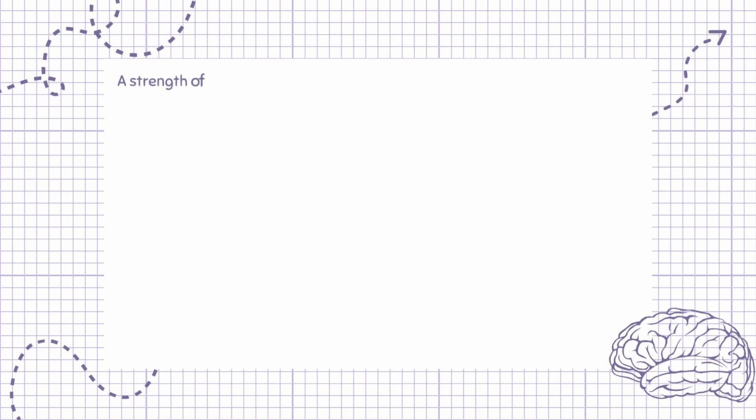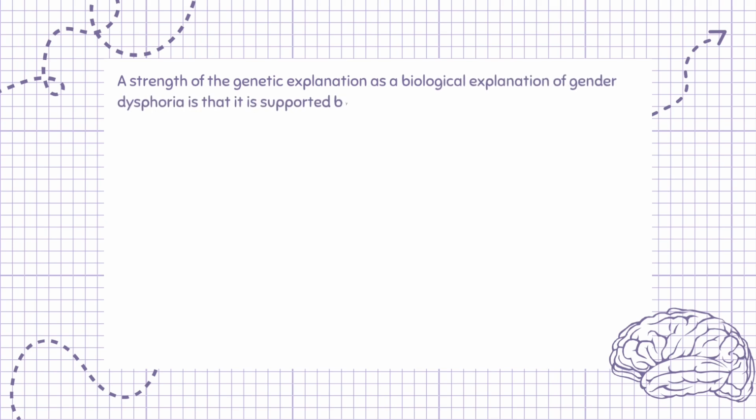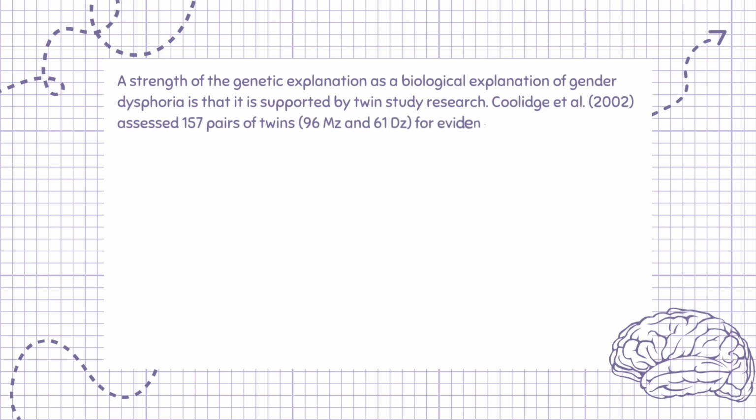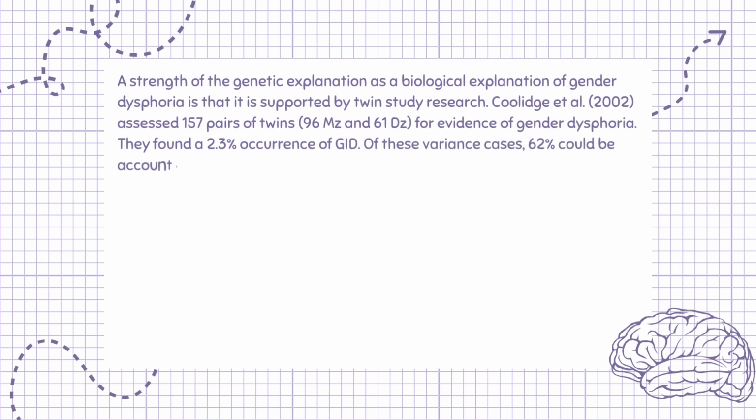A strength of the genetic explanation as a biological explanation of gender dysphoria is that it is supported by twin study research. Coolidge et al., 2002, assessed 157 pairs of twins, 96 MZ and 61 DZ, for evidence of gender dysphoria. They found a 2.3% occurrence of GID. Of these variance cases, 62% could be accounted for by genetic factors.